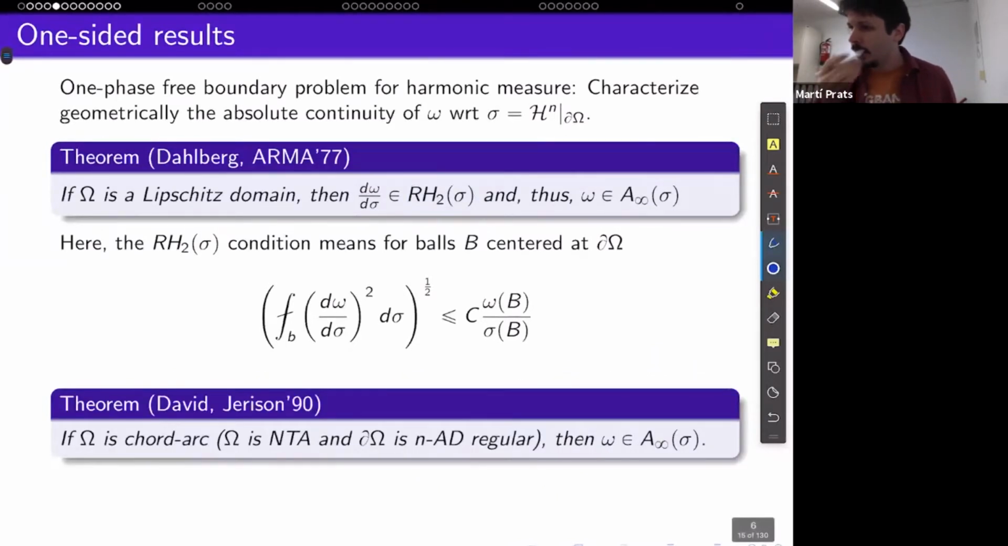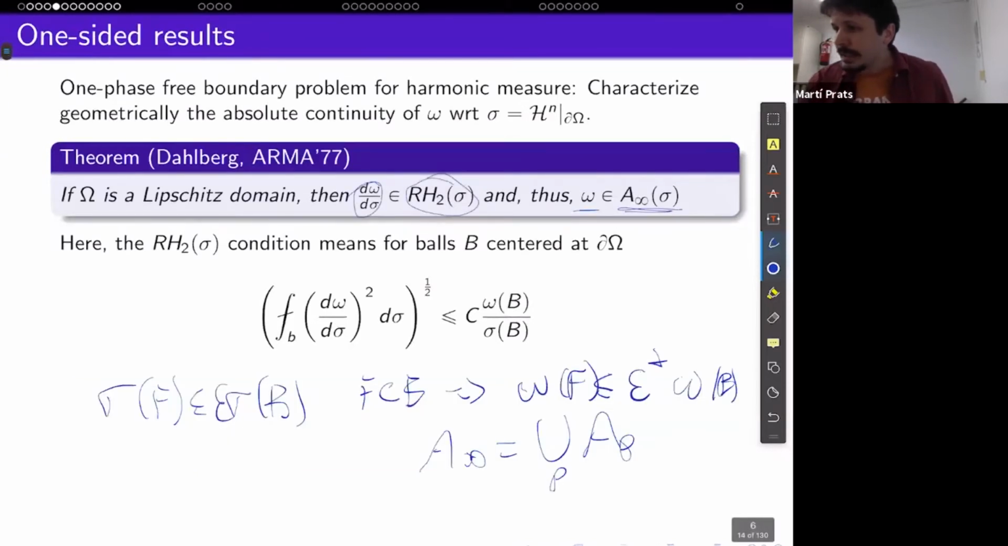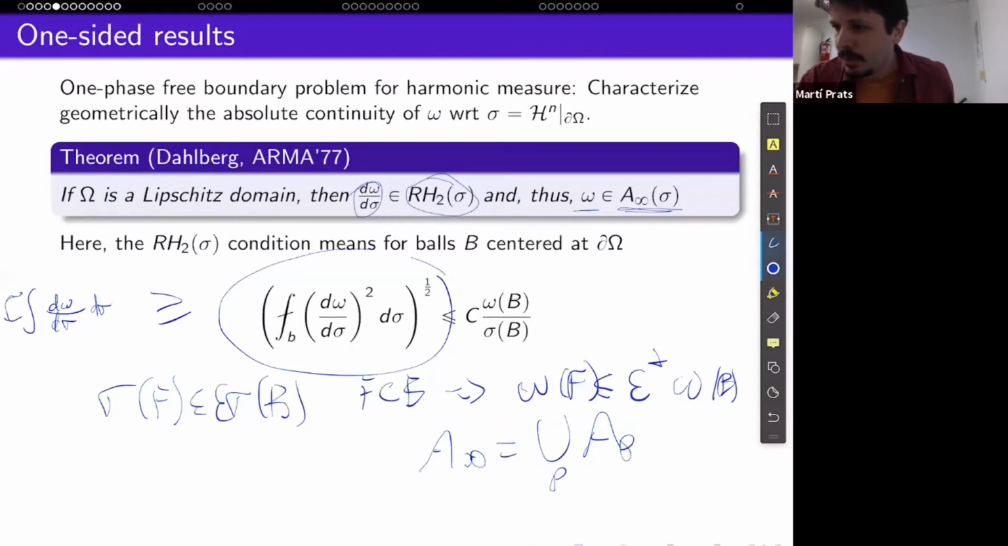Now, what is reverse Hölder? Reverse Hölder is the reverse inequality of Hölder. Of course, everybody knows that the integral of a function, let's put this function, this is not innocent, is less or equal than this thing here. This is Hölder's inequality. Now the reverse Hölder inequality is just changing the order, but then you have to pay the price of a constant. If a measure satisfies this, it is said that it satisfies the reverse Hölder condition, in this case of exponent 2. And note that this is the same as this. Let's move on.